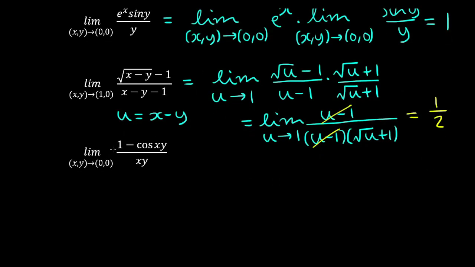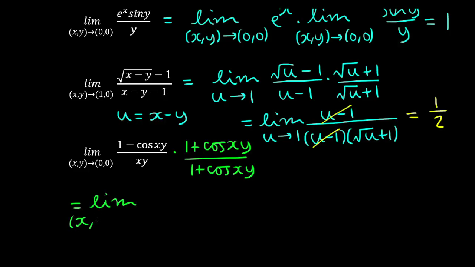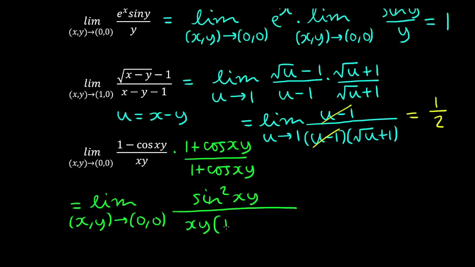And in this third limit, we also have an indeterminate form. So 1 minus cosine 0 on 0. So we can multiply this by the conjugate. So we have 1 plus cosine xy over 1 plus cosine xy. And we can rewrite the limit as 1 minus cosine squared xy, which is sine squared xy in the numerator, on xy by 1 plus cosine xy.